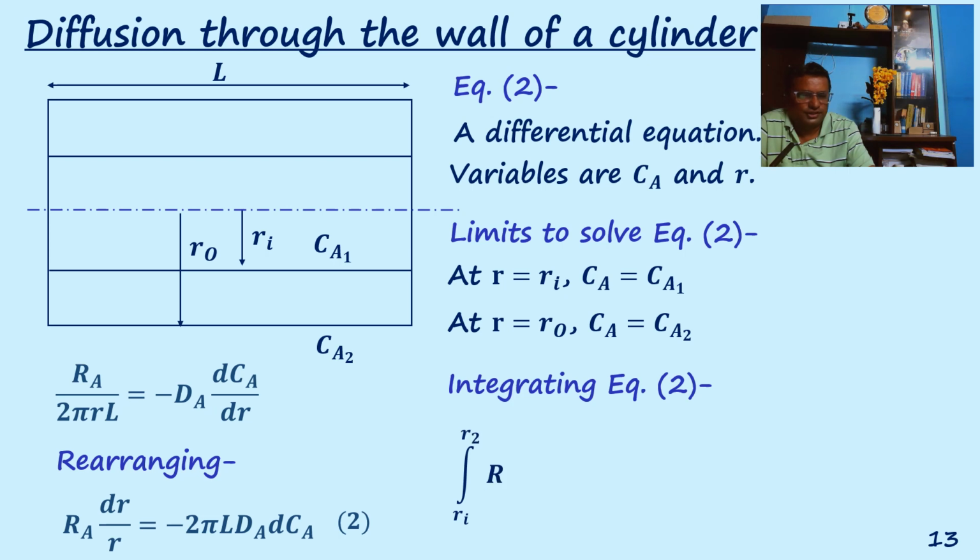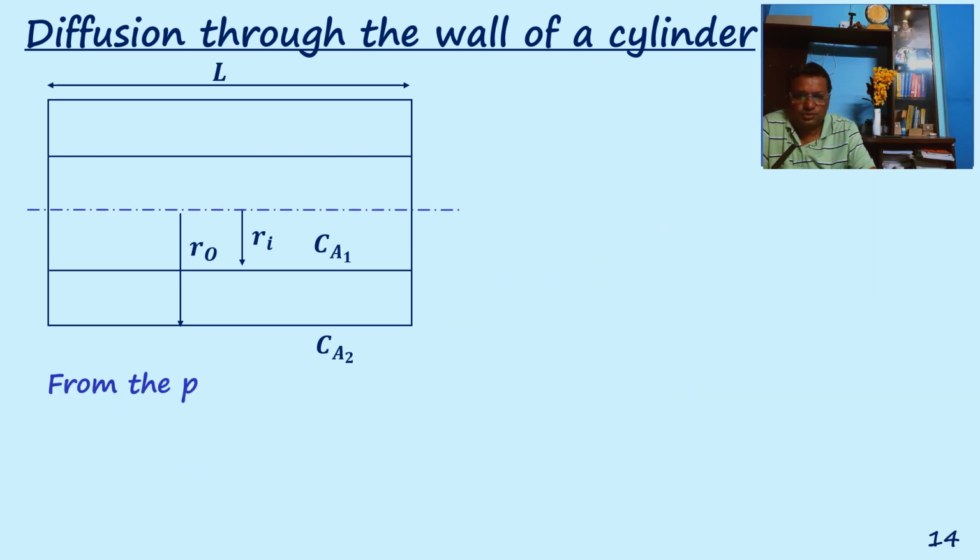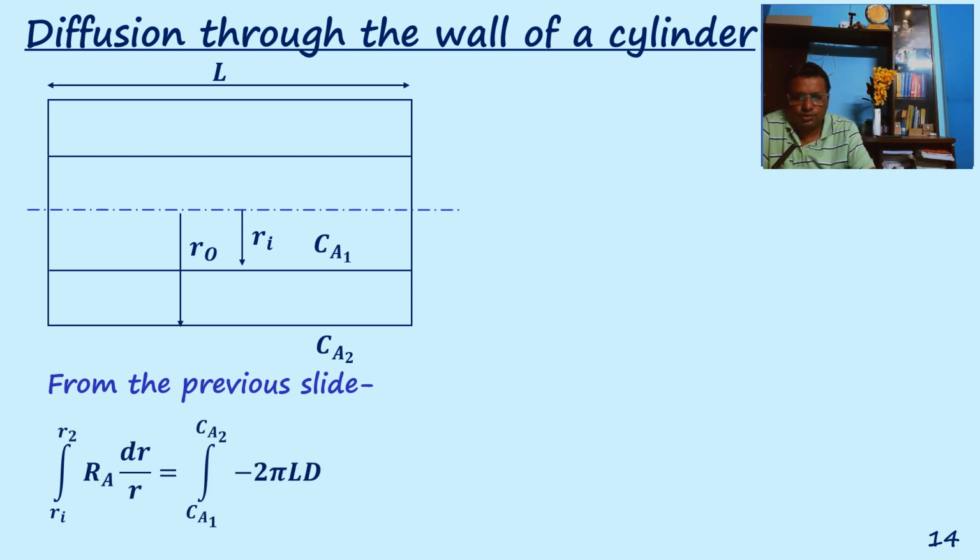We just saw we got this equation. Now we need to take the constant terms out of the integral. So let us do that. From the previous slide you had this equation, integration from Ri to R0 of Ra into dr upon r, equal to integration from Ca1 to Ca2 of minus 2 pi L DA dCA.